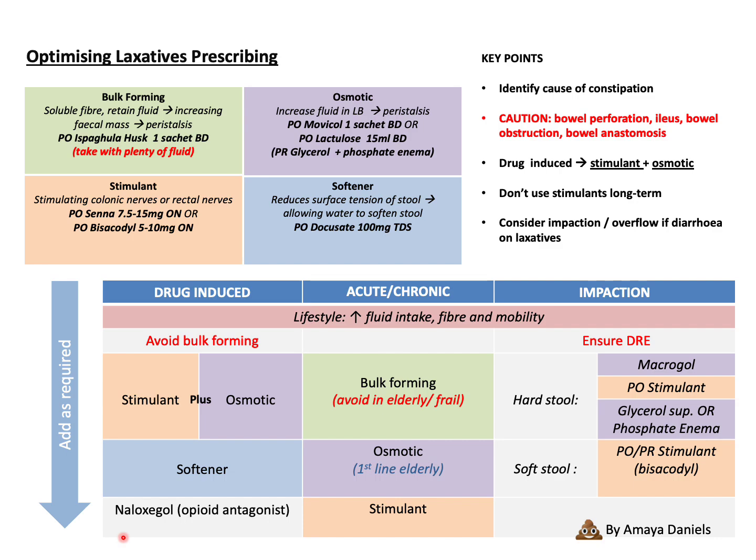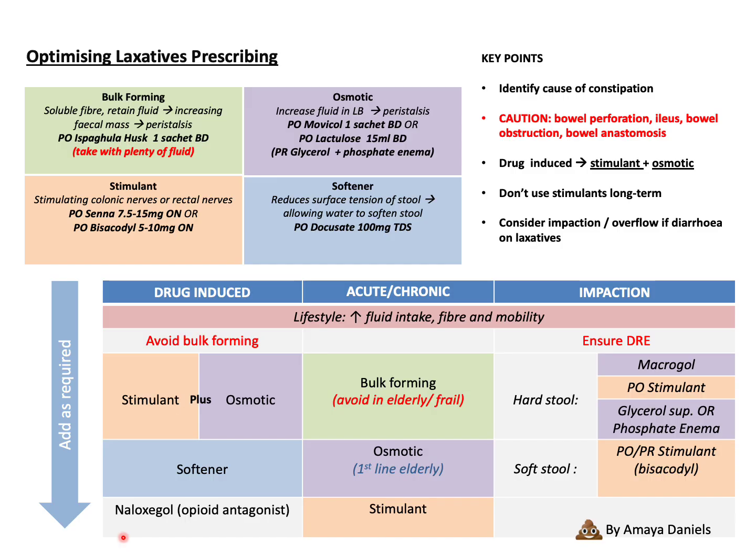And for acute and chronic constipation, it's important to remember not to prescribe bulk-forming laxatives in elderly or frail patients with reduced oral intake. And in an acute setting, I would just go for an osmotic laxative, as bulk-forming laxatives can take a little while to work as well, and if that's not effective, then going on to a stimulant.